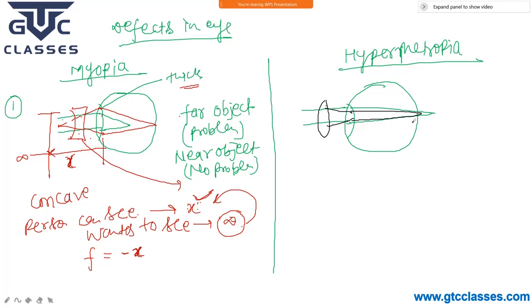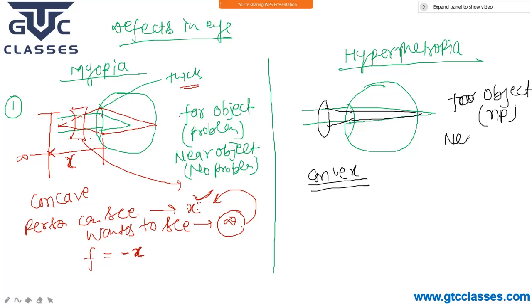Now here we use the convex lens. We know that. Same thing we can do here. The person cannot see the near distance. Here the far object is not a problem. Far object, no problem.